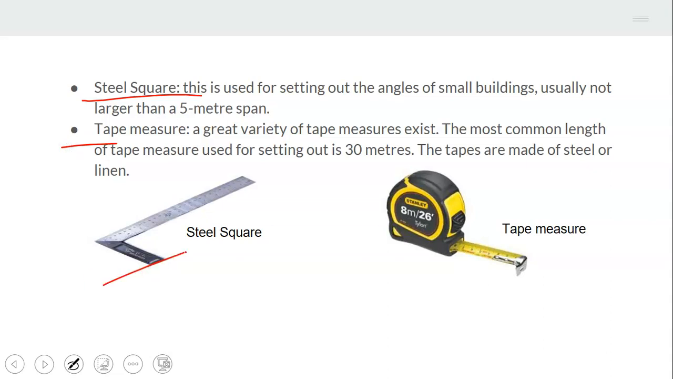This is the steel square and this is the tape measure. A great variety of tape measures exist. The most common length of tape measure used for setting out is 30 meters. The tapes are made of steel or linen.